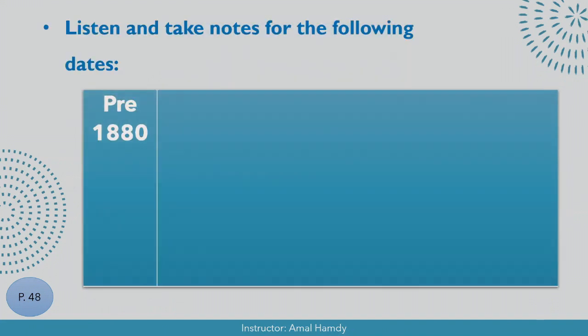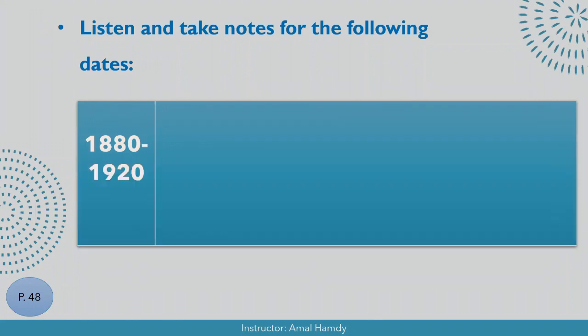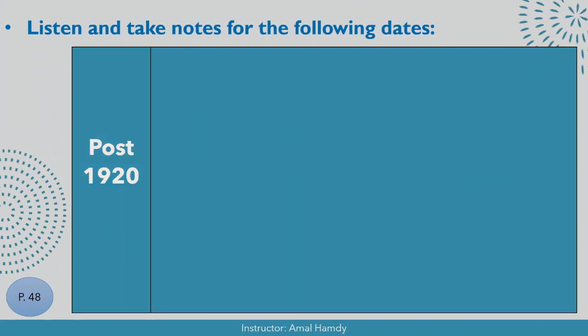So in this track, you are going to listen to how transportation has developed throughout the years. And on page 48, you will find an exercise. He is asking us to listen and take notes for the following dates. So we are going to listen to pre-1880 and then from 1880 to 1920 and post-1920 and 2011. And he wants us to take notes. So just write down the main things that are associated with these years regarding the development of transportation. So this is exercise number 1.